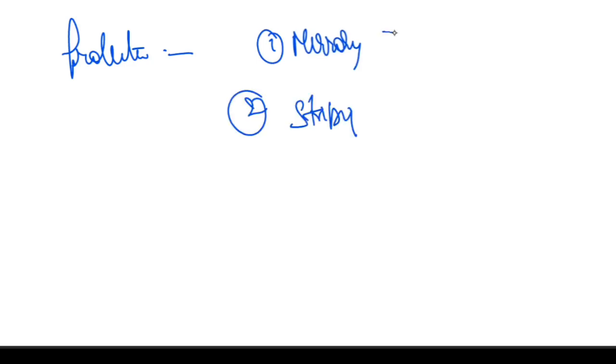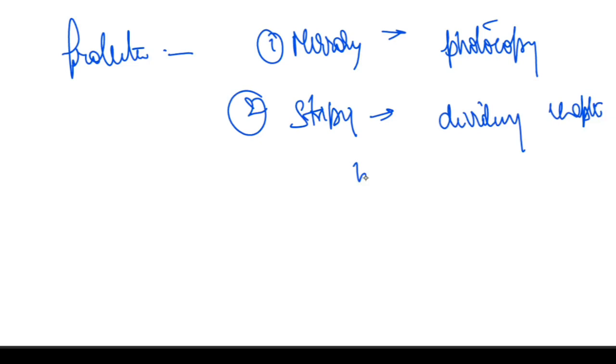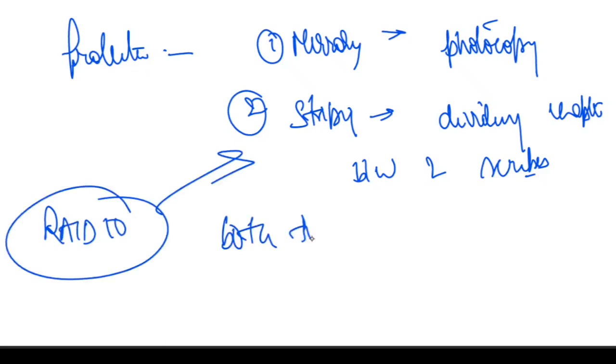So the first protection is mirroring, and the second protection we have is striping. Mirroring is like taking a photocopy of every page. And striping is like dividing chapters between two scribes to write faster. RAID 10 does both of these things together.